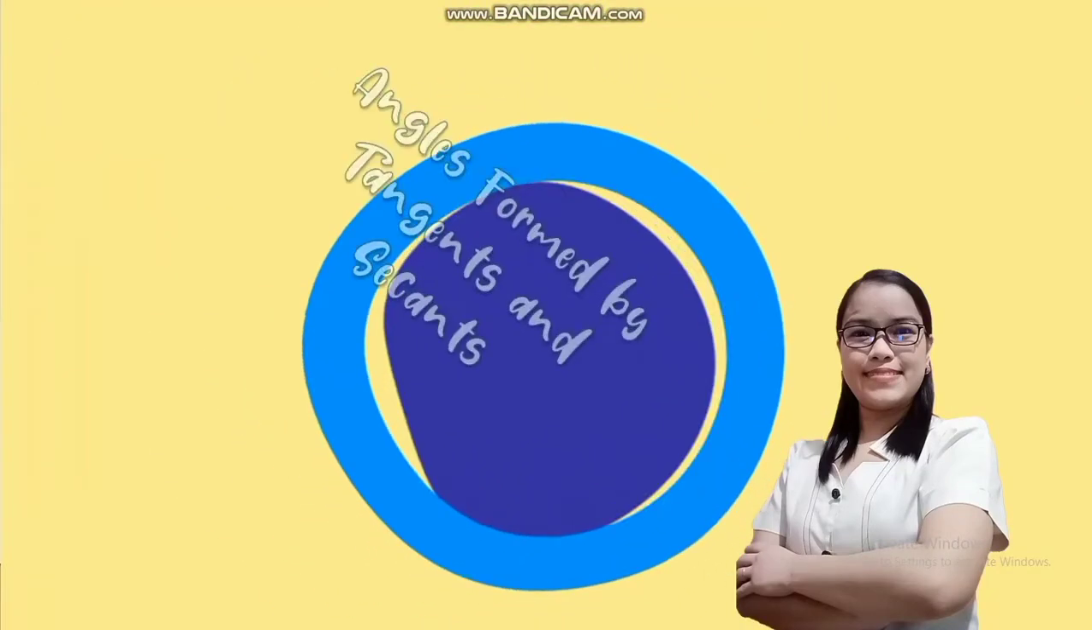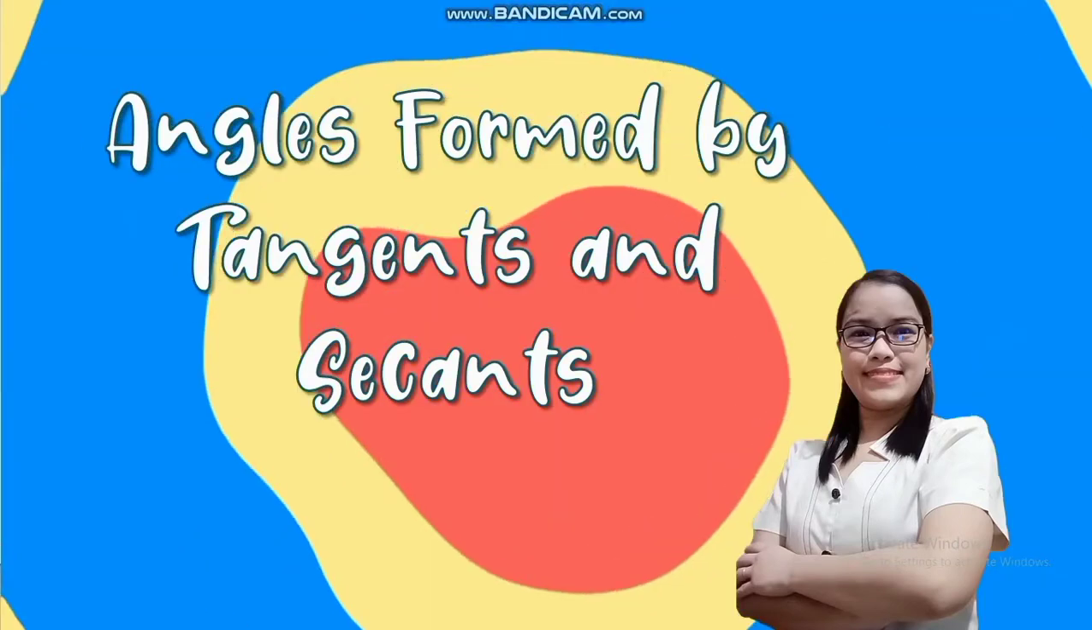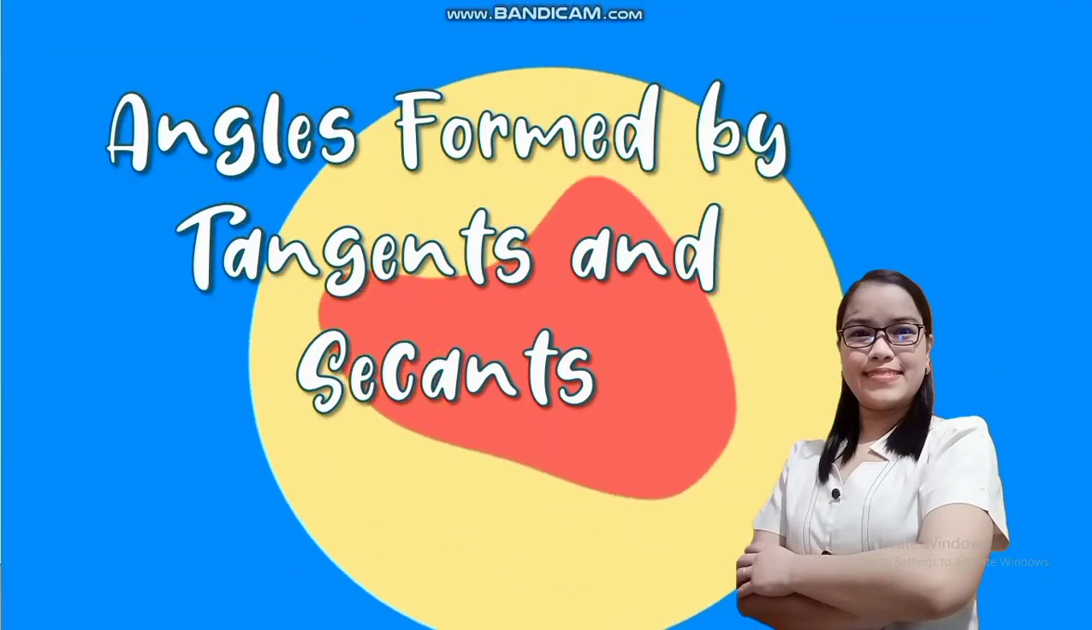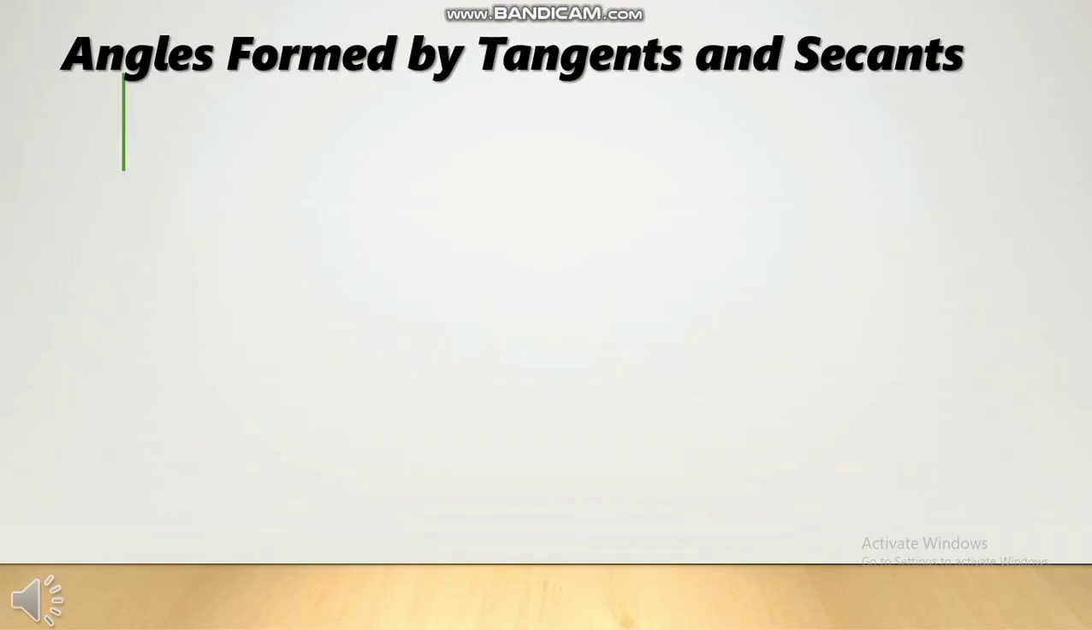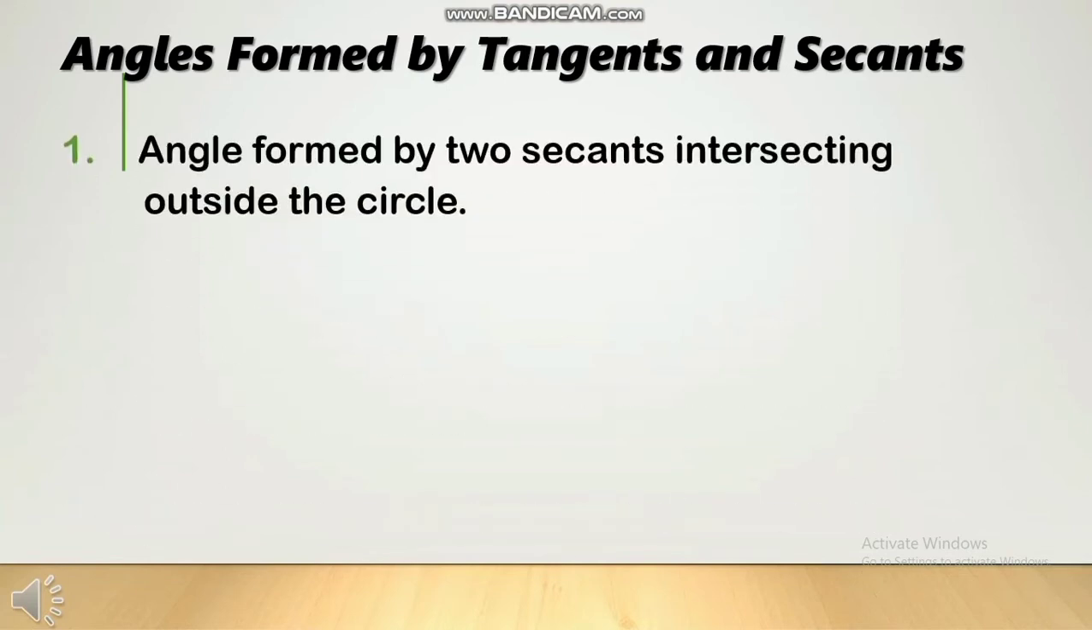Angles formed by tangents and secants. For number 1, angle formed by two secants intersecting outside the circle.